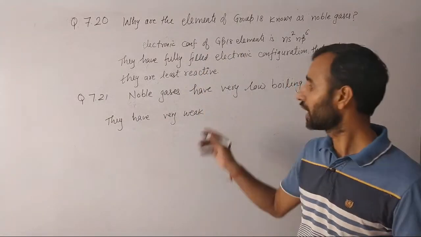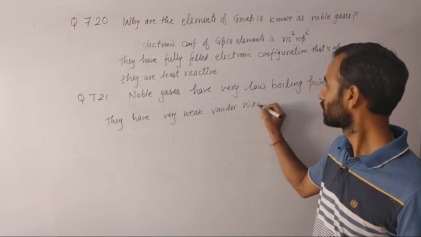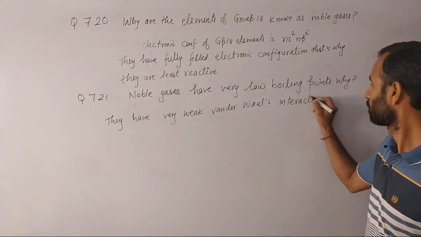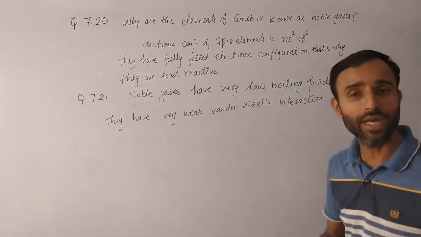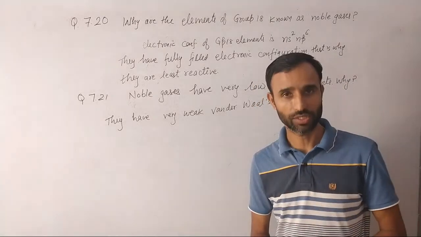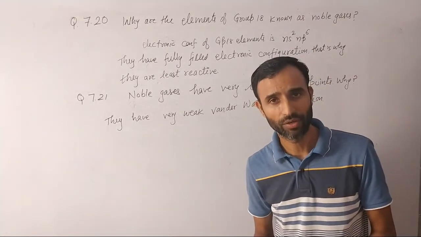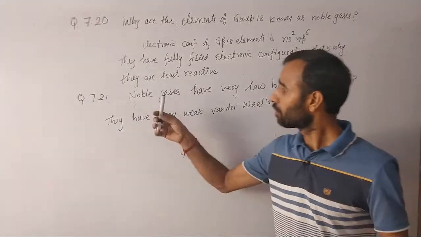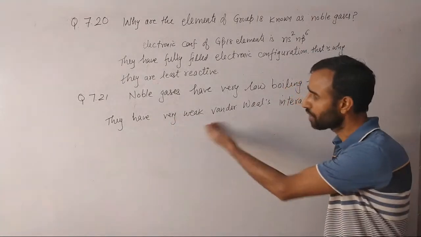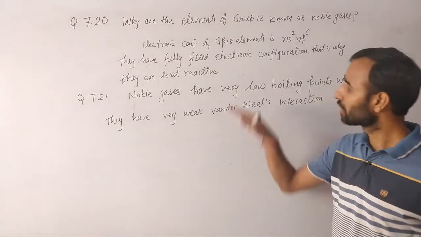So they have very weak van der Waals interaction, which means the intermolecular forces of attraction are very weak in noble gases because they are not forming bonds easily. Their molecules, meaning simple atoms, have very weak van der Waals interactions. That's why their boiling point is low.